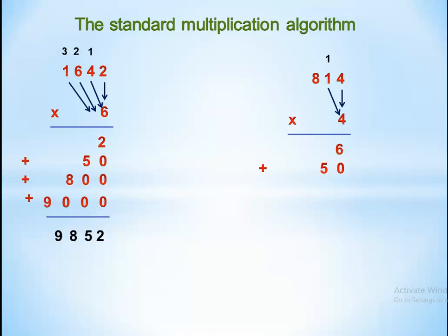Okay, here we are going to multiply hundreds. So we are going to start with 2 zeros. 8 times 4 equals 32. Okay, and add: 6, 5, 2, 3.